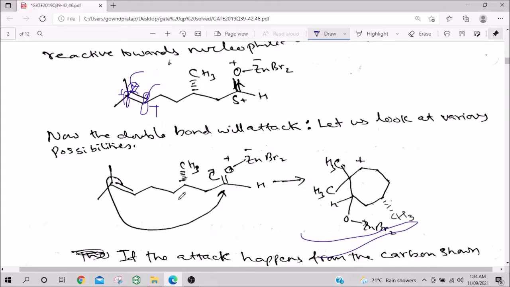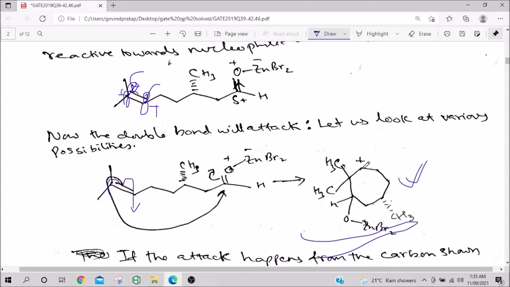So when you attack from this side, you are getting a 7-membered ring. Now remember, a 7-membered ring is neither kinetically nor thermodynamically favored. Very unfavored kinetically, and thermodynamically also it is not stable. So a 6-membered ring would have been favorable. So if the attack happens from here, it would have been a 6-membered ring. So that will definitely be more favorable than this.